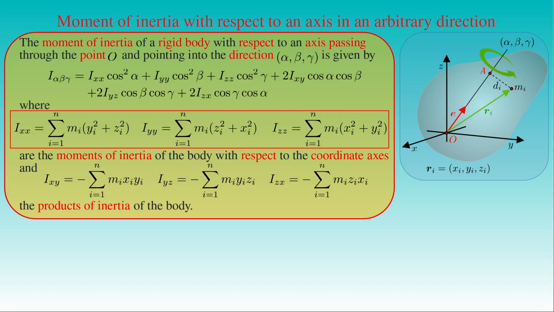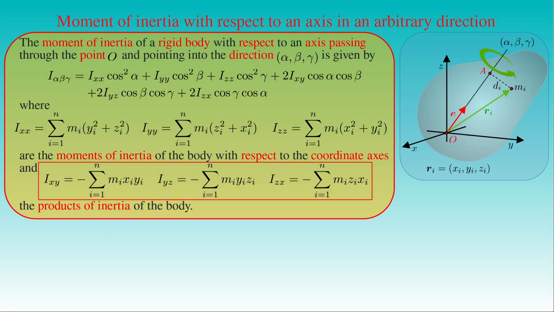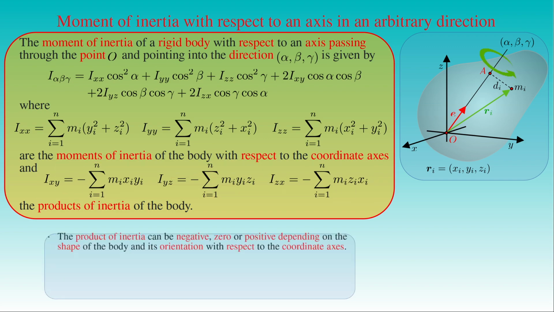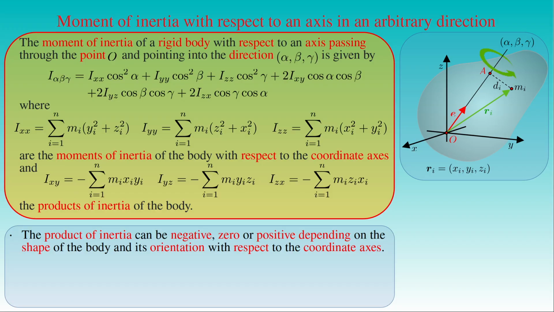The quantities I sub xy, denoting minus the sum of mi times xi times yi from i equals 1 to n, I sub yz, denoting minus the sum of mi times yi times zi from i equals 1 to n, and I sub zx, denoting minus the sum of mi times zi times xi from i equals 1 to n, are called products of inertia of the body with respect to the coordinate axes. Unlike the moments of inertia, which are always positive, the products of inertia can be positive, negative or zero depending on the shape and orientation of the rigid body.